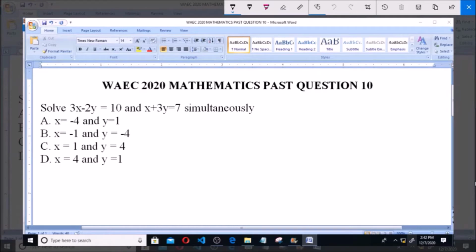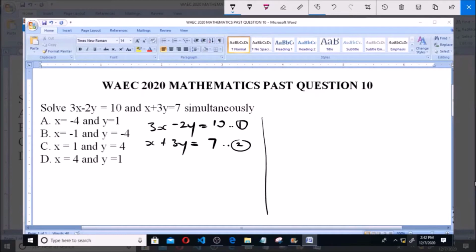So the first equation here is 3x minus 2y equals 10. Let's call it equation 1. The second equation is x plus 3y equals 7. Let's call this equation 2. Now I'm going to be using the substitution method.